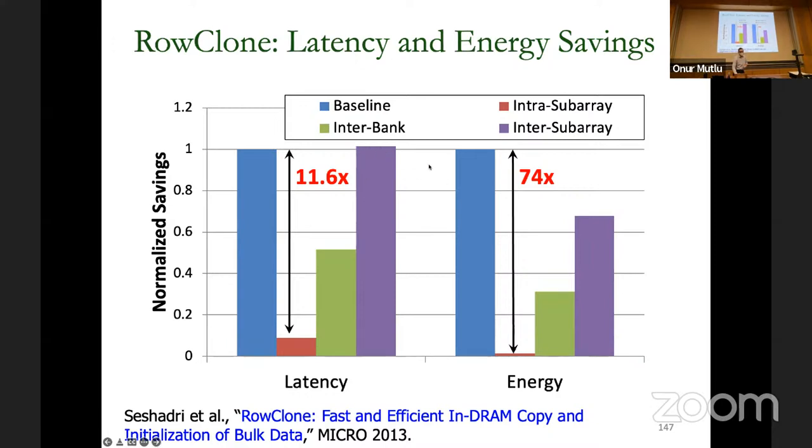And the worst case is when the subarrays are in the same bank, because subarrays are not connected to each other, so you have to copy the data to some other bank first, and then from that bank to the other subarray. But we actually have some solutions to this problem that I'm not going to talk about. So you can change the DRAM circuitry a little bit such that you add a little bit more connectivity between the subarrays so that you can do this copying between the subarrays more easily. We call this low-cost interlinked subarrays.